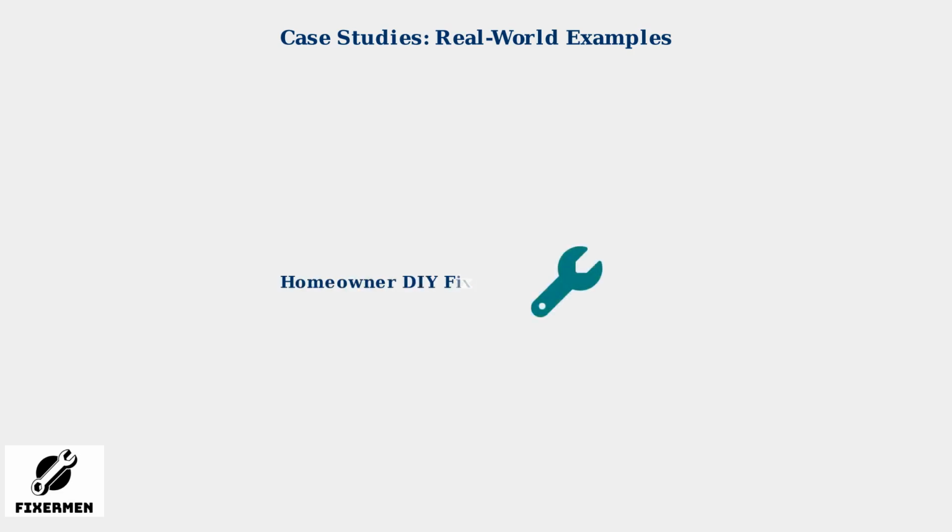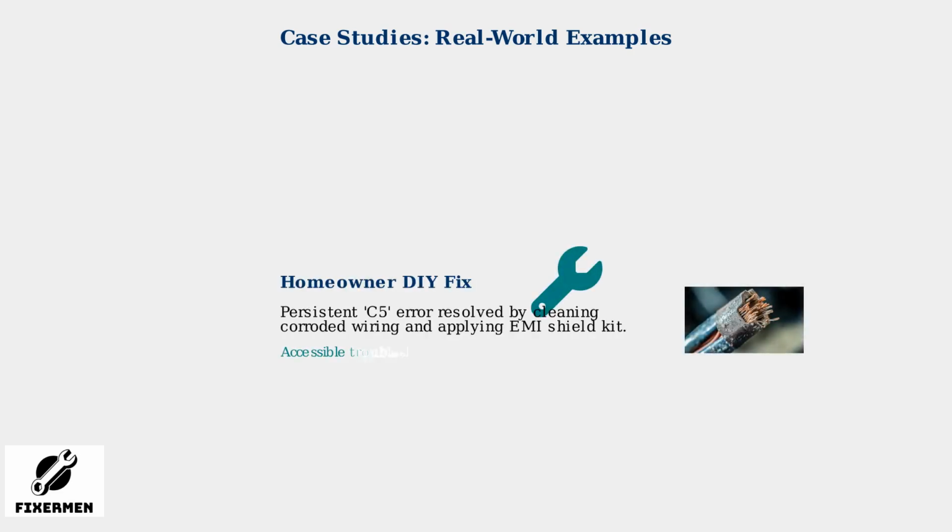In another case, a homeowner successfully resolved a persistent C5 error through accessible DIY troubleshooting. By cleaning corroded wiring connections and applying Goodman's EMI Shield Kit, the system was restored without professional help.